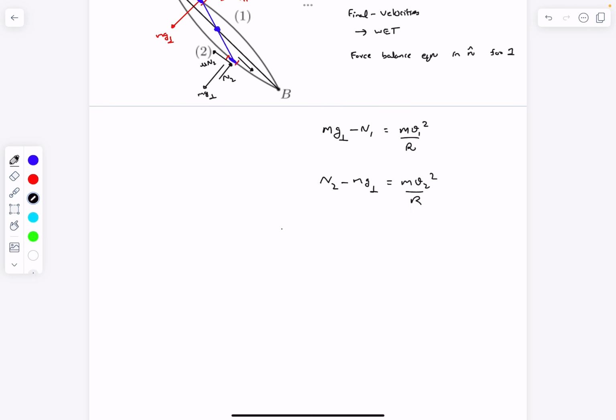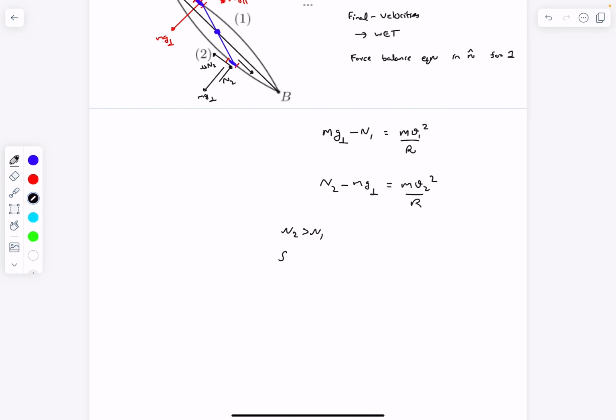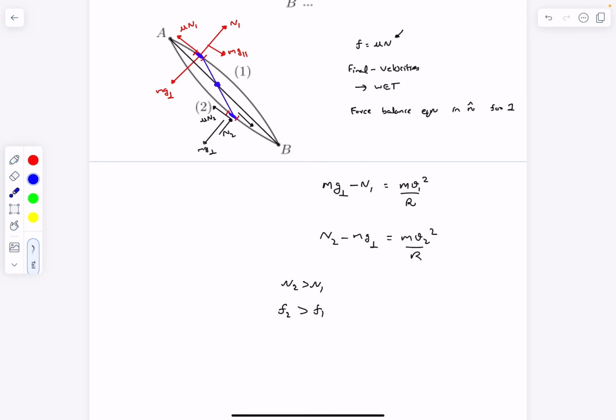So comparing these two equations, we can easily see that N2 is clearly greater than N1 for all such symmetrical paths. It means that if N2 is greater than N1, then the friction force acting on the bead at 2 is greater than F1. Now, if the friction force is greater for this path along bead 2, more of its mechanical energy is destroyed.